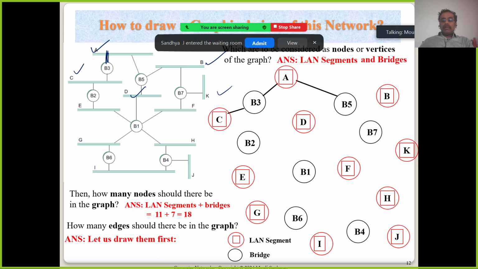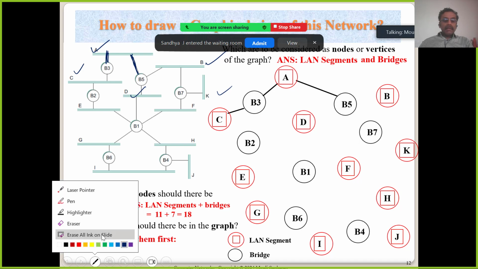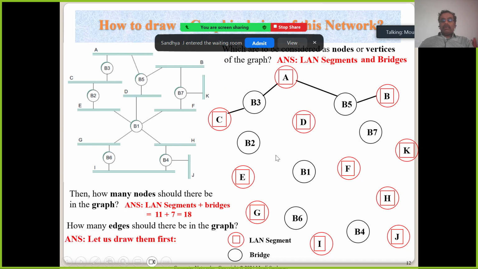What about A to B5? Yes, there is a connection. I am sure you will be tracking me. You have to see left and right. Let me remove all the unnecessary writing. Okay, now B5 to B is there. I am sure you will be able to track it. B to B7 is here. So I am going in the same way, so I don't need to wait for all the things to be drawn.